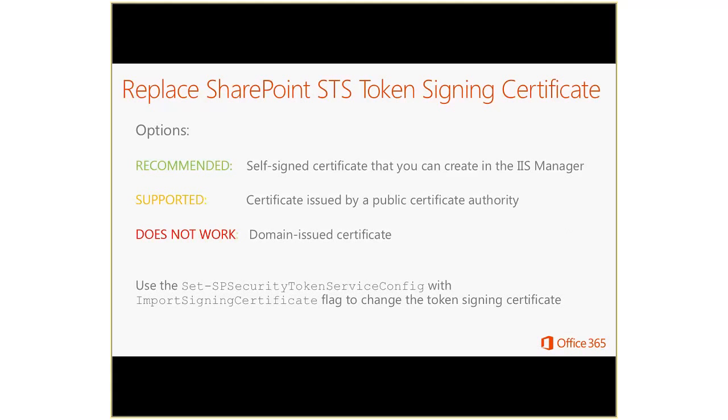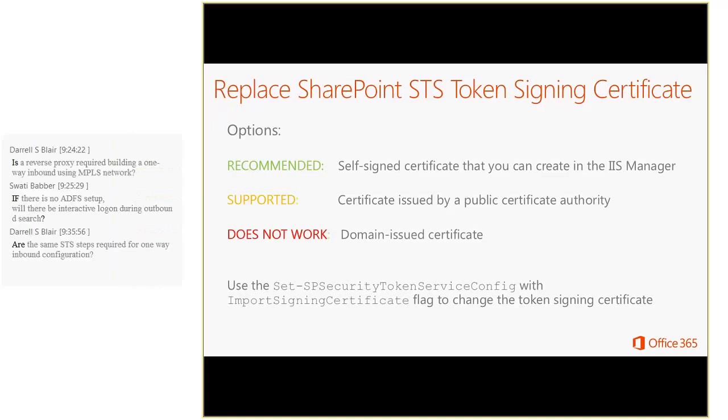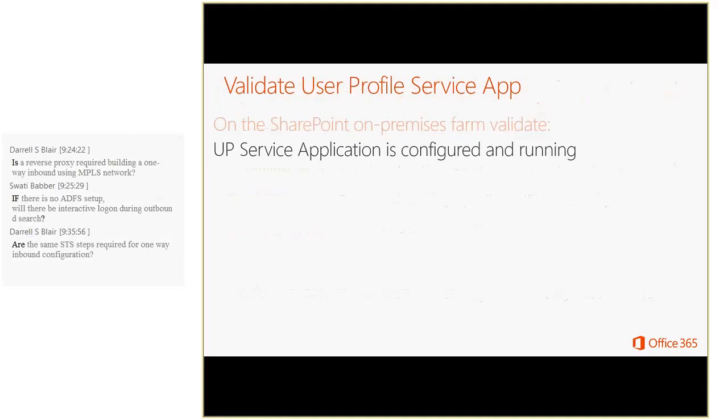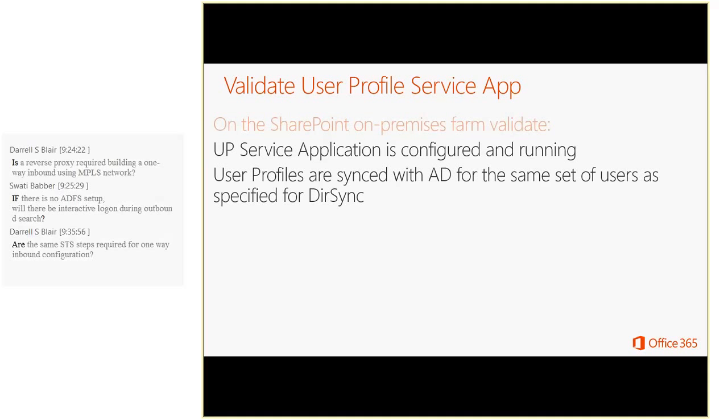So there is a cmdlet, Set-SPSecurityTokenServiceConfig, and you use the ImportSigningCertificate flag in order to import this certificate. And once you are done with this, you are still left with the key step of ensuring that your User Profile Service Application is up and working and configured properly. On the on-premises SharePoint farm, ensure that you have the user profiles synchronized with Active Directory for the same set of users which you have specified in DirSync.